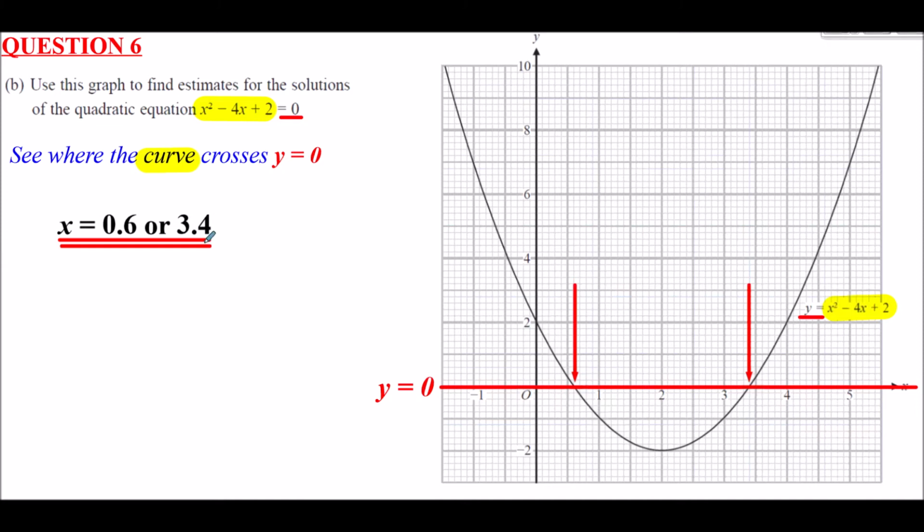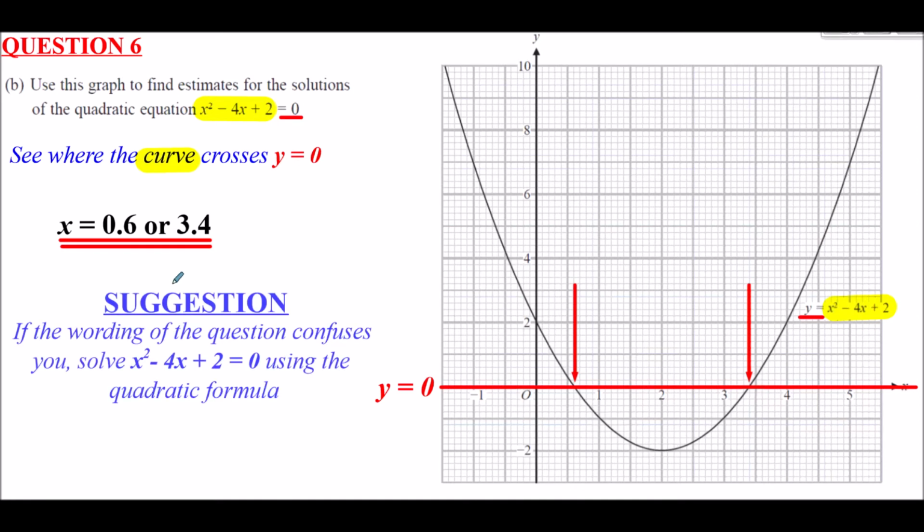So using the graph, x equals 0.6 or x equals 3.4. This one's at 0.6. Over here, we've got 3.4. Now, the wording of this question may have really confused you, but if that does happen, please bear in mind, if it's a calculator exam like this one, you could just use the quadratic formula to solve this, and then use that as a bit of a cheat to write down what x could be. So that's my suggestion. If the wording of the question confuses you, just solve it using the quadratic formula.